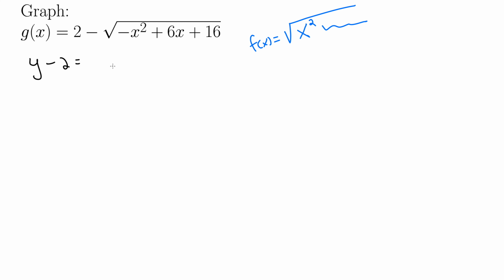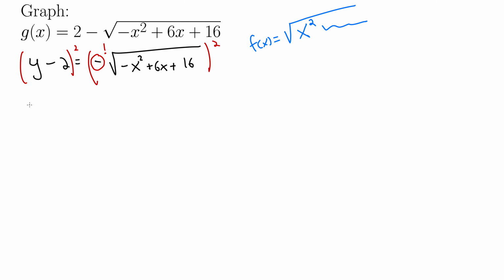y minus 2 equals negative square root of all this stuff, negative x squared plus 6x plus 16, squared, by the way. One thing to note right here is this negative. That's going to matter later because there's going to be two cases, one positive and one negative, and we happen to be working with the negative case here. Next, we're going to square both sides, and that's where we lose this negative.